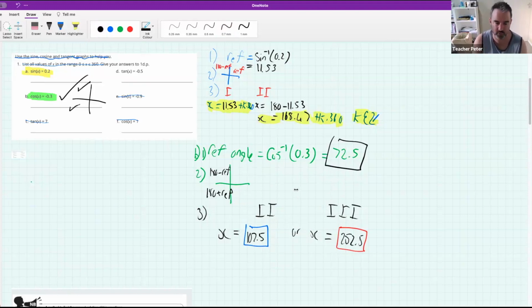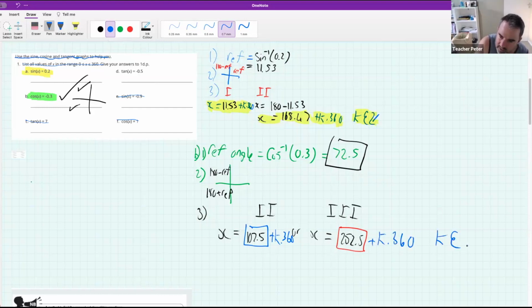What do I need to do to make this a general solution? Who can put their hand up and tell me, or who feels like they know how to make this a general solution? Yep, it's just the k times 360. And what that is doing is it's just saying you can get another solution if you add 360 to this, right? So we just go plus k, and then we say where k is an integer.